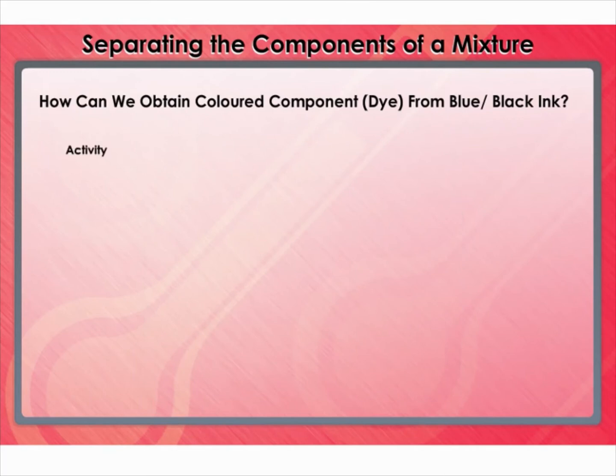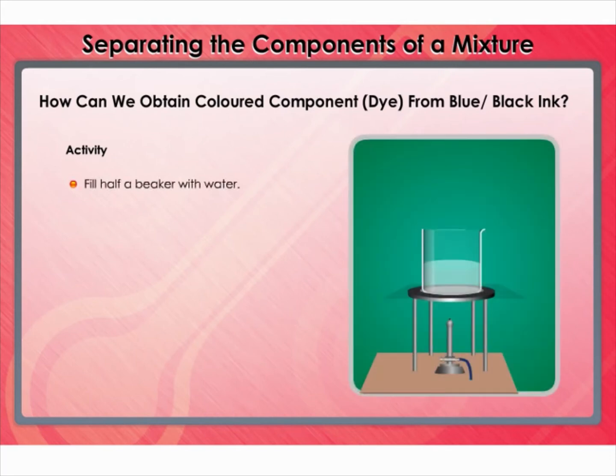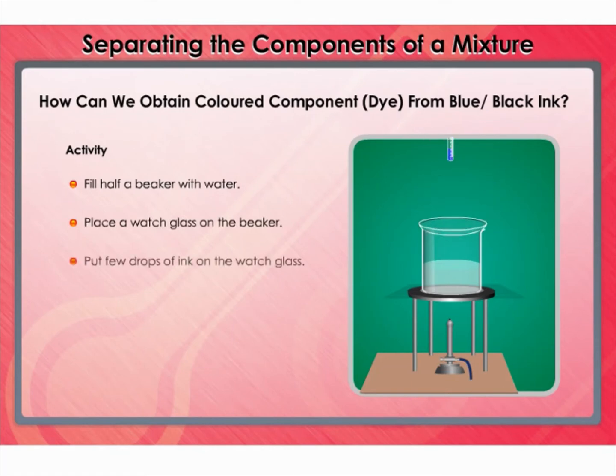Let's conduct an activity to understand how to obtain colored component, dye, from blue or black ink. Fill half a beaker with water. Put a watch glass on the mouth of the beaker. Put a few drops of ink on the watch glass. Now start heating the beaker.